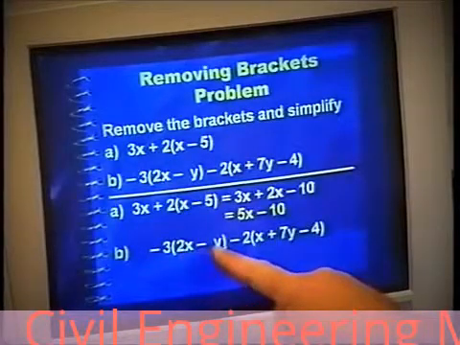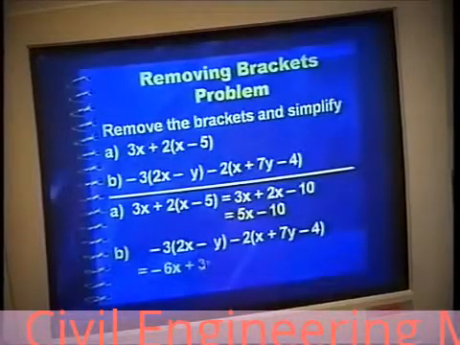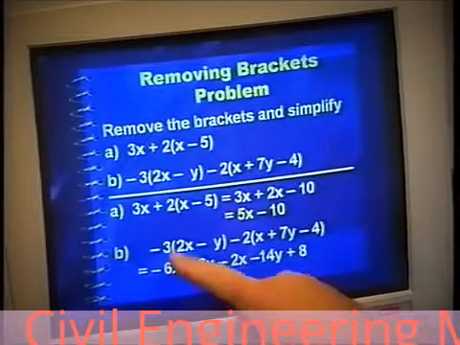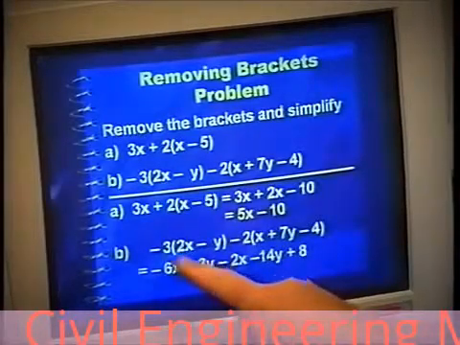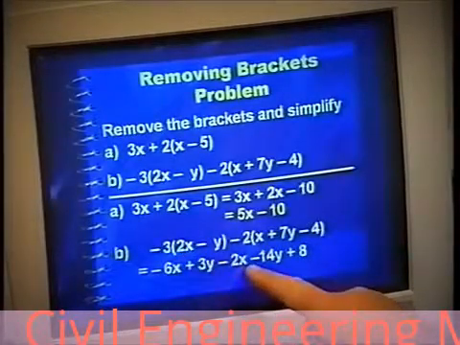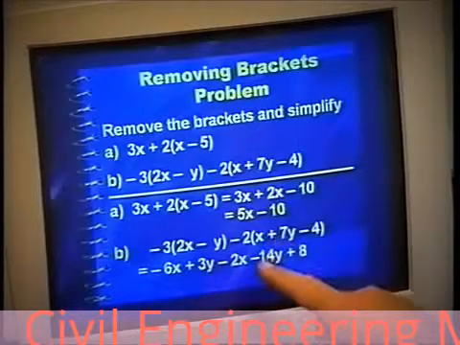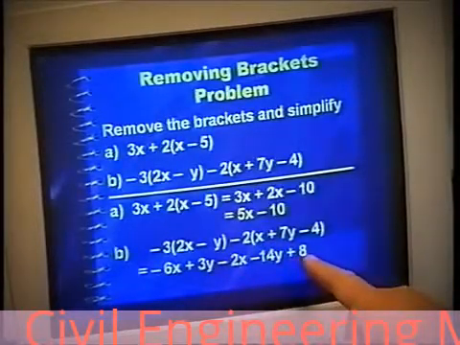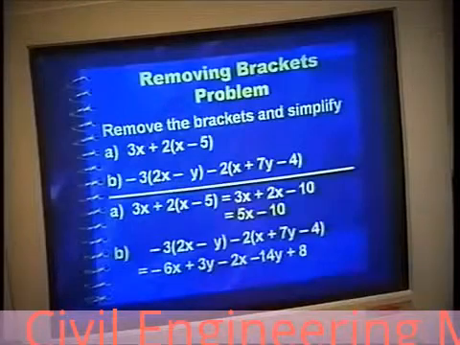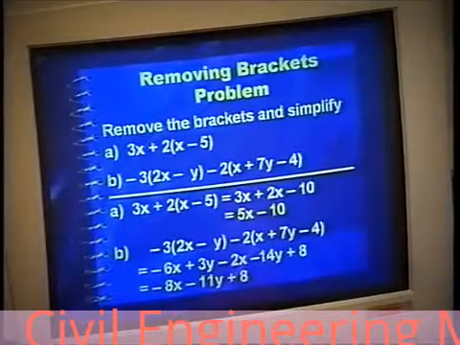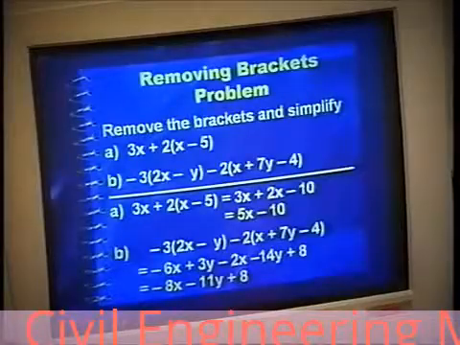For the second one, a lot of negatives there. That will change all these signs. So simplifying it, we get negative 6x, we get plus 3y, carry the 3 through. Then negative 2x, that changes the sign to a negative, becomes 14y plus 8. Then we combine all these terms together into negative 8x, subtract 11y plus 8.